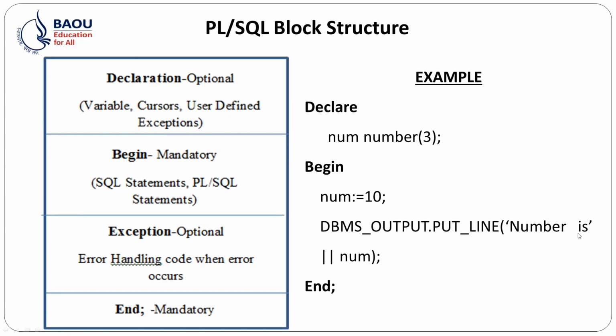Number is a message, and the pipe operator connects this message with the num variable. So, the output of this code is "number is 10" because num displays the value 10. After that comes end and then a semicolon. If you want to run this block, write a slash and then press enter.